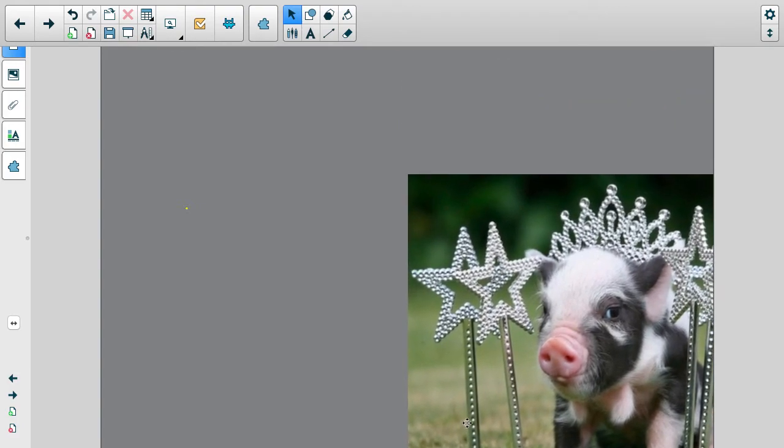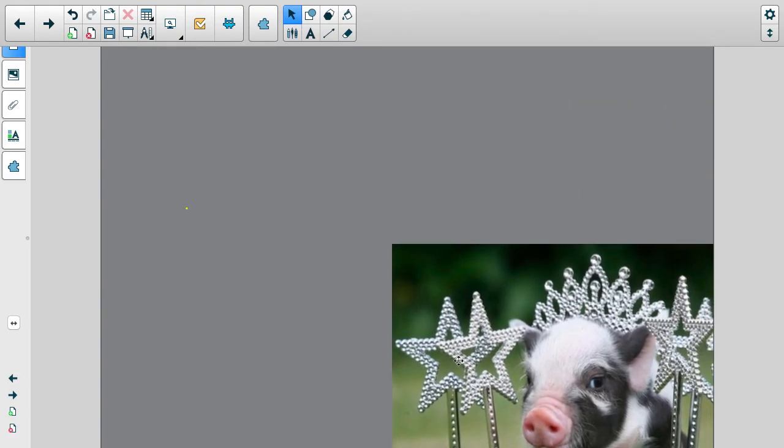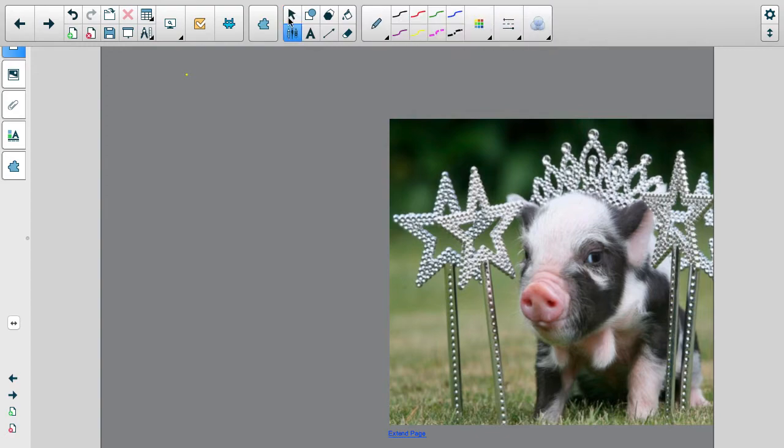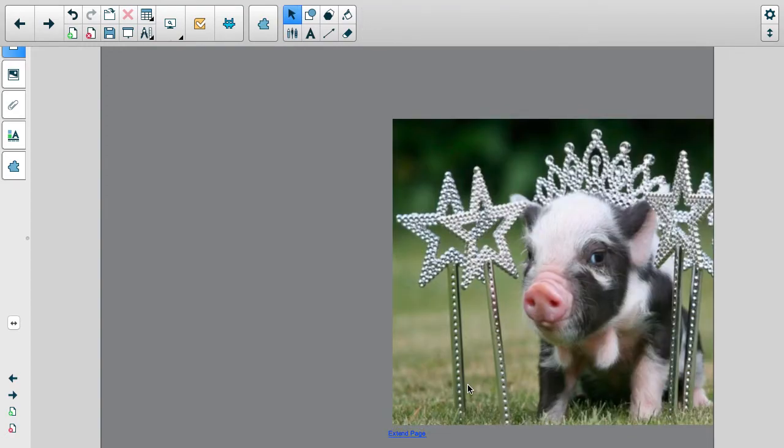Guys, doesn't this look like rocket science? Like my uncle's a rocket scientist. This actually took me a really long time. Like I look so professional.